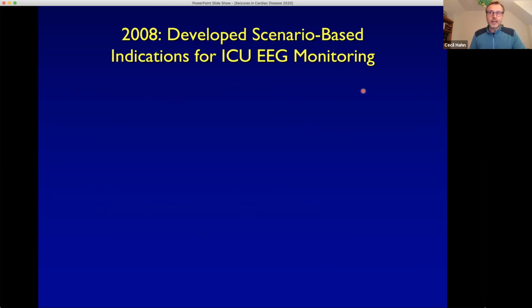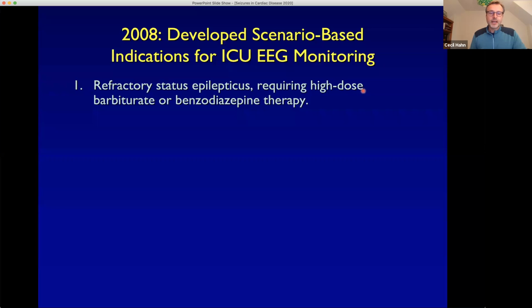So in 2008, at SickKids, we developed some guidelines, some indications for which babies or which children in the ICU deserve consideration for EEG monitoring. And I'll just show them briefly to you. Many of these are a little more common in the pediatric ICU, the medical surgical side, rather than the cardiac side. But we monitor patients who are actively seizing to help us guide therapy, because as I said, unless you have an EEG, you won't know necessarily if you've successfully treated both clinical and electrographic seizures.